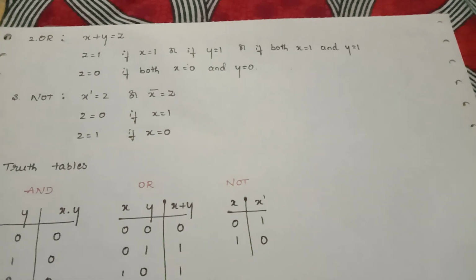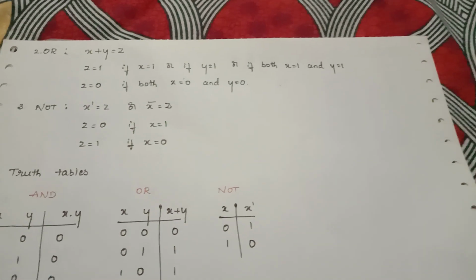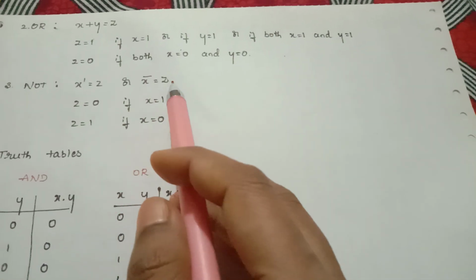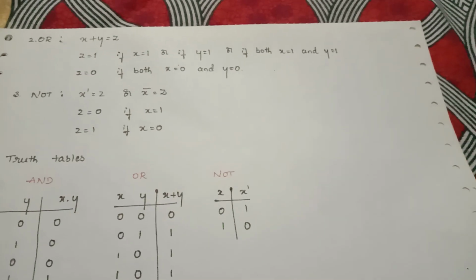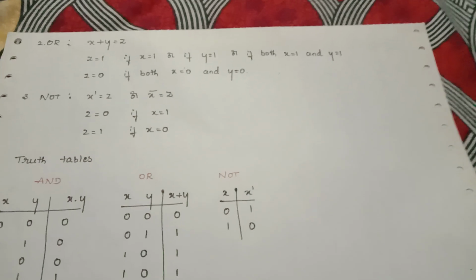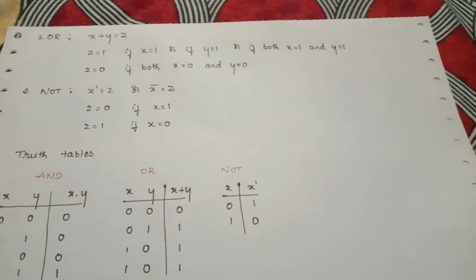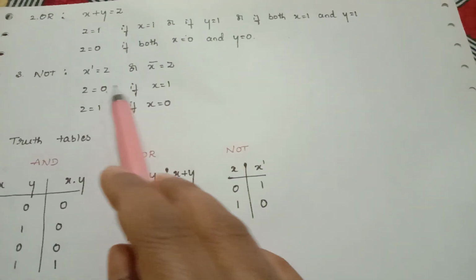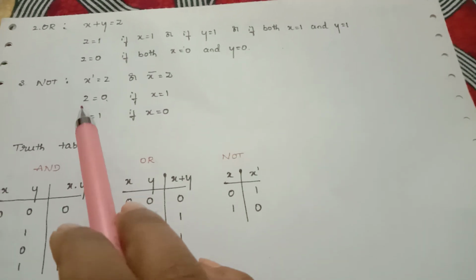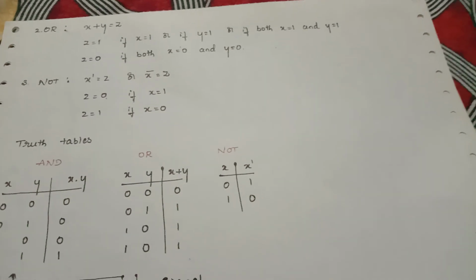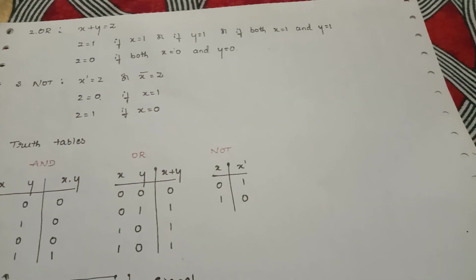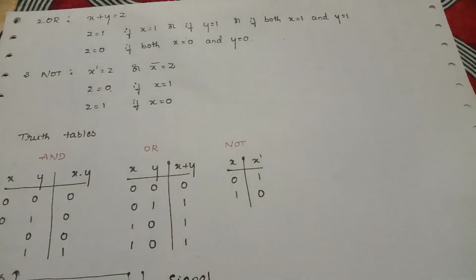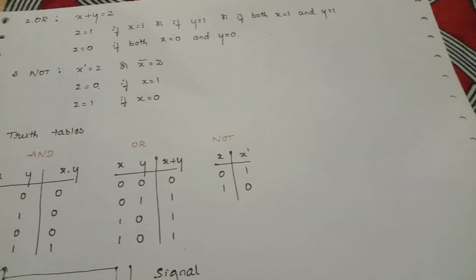Then coming to the next operation, the NOT operation. This operation is represented by an overbar. You can see here, x bar equals z, which is read as not x equals z. Which means that z is what x is not. So we can say that if x equals 1, then z equals 0, and when x equals 0, z equals 1. This NOT operation is also referred to as the complement operation, because it changes a 1 to a 0 and a 0 to a 1, that is, the result of complementing 1 is 0 and vice versa.